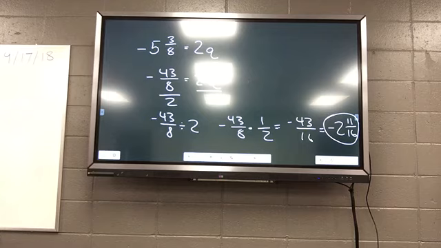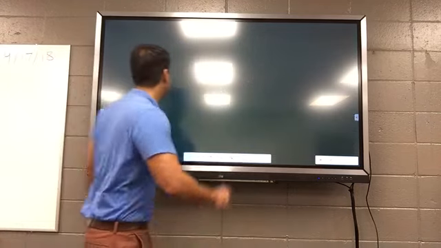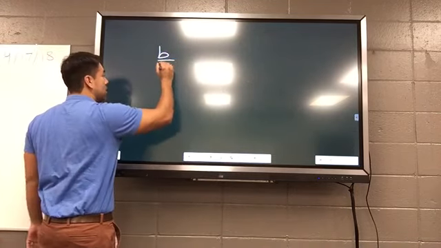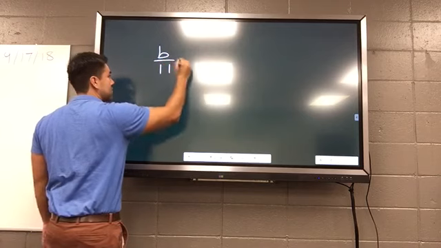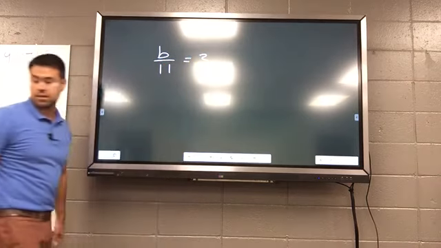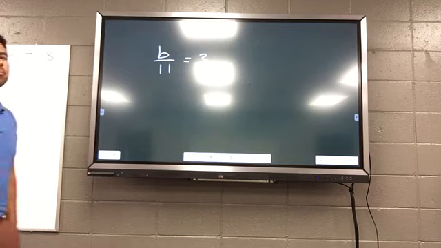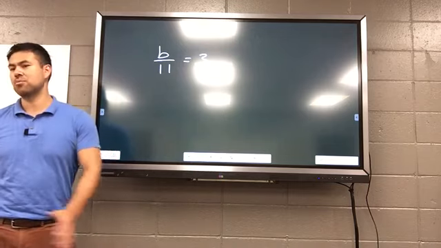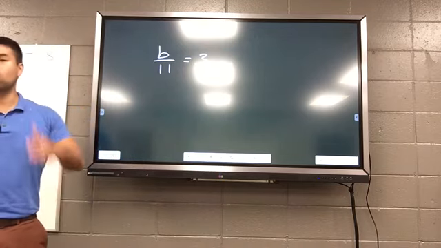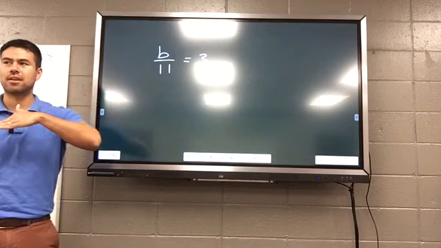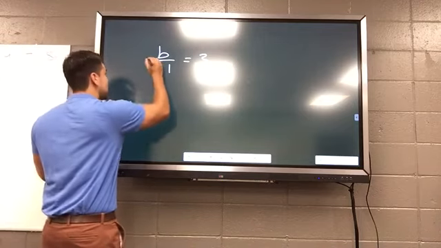All right, let's do another one. B over 11 equals 3. What type of equation is this? It's not a multiplication equation, it's a division equation. So what property are you going to use on this problem? Multiplication. What do you multiply both sides by? 11. So you multiply both sides by 11.